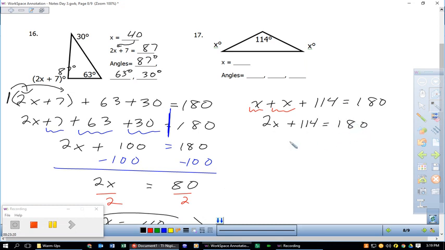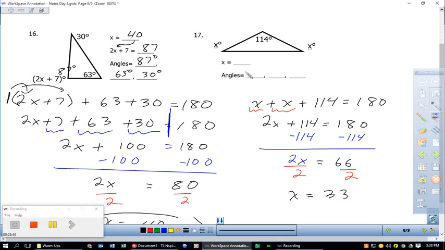So subtracting 114 from both sides, we get 2x equals, and let's see, that's going to be 66, I believe. Yep. Dividing by 2, x equals 33. So x is 33. That means our angles are 33 degrees, 114 degrees, and 33 degrees again.